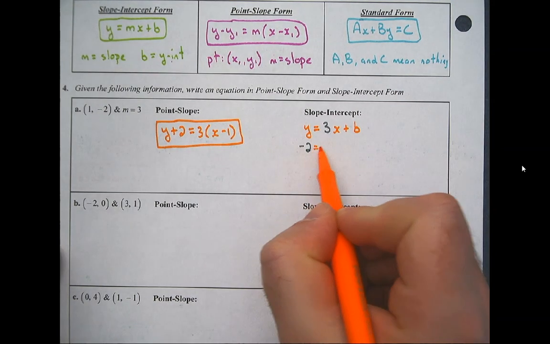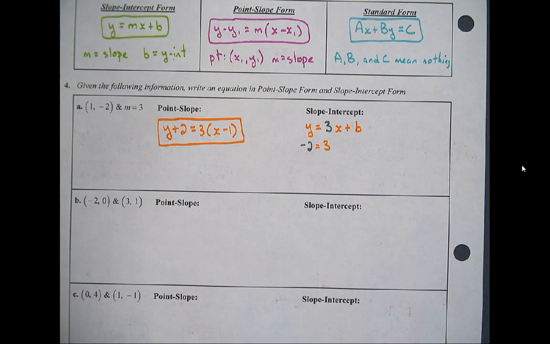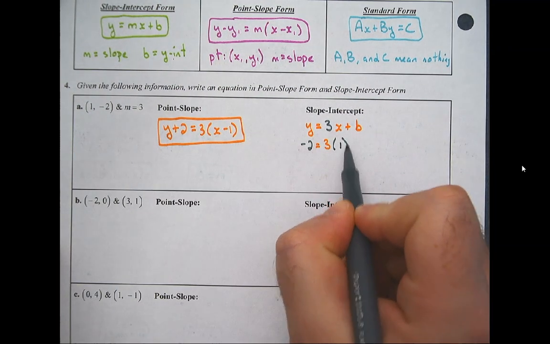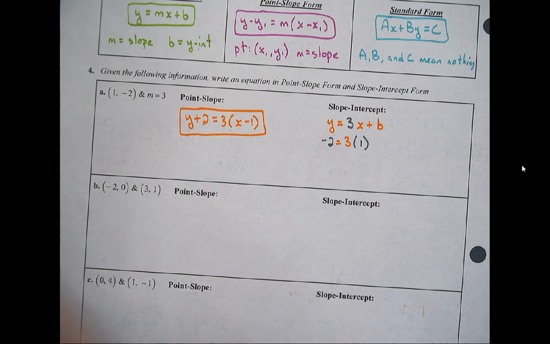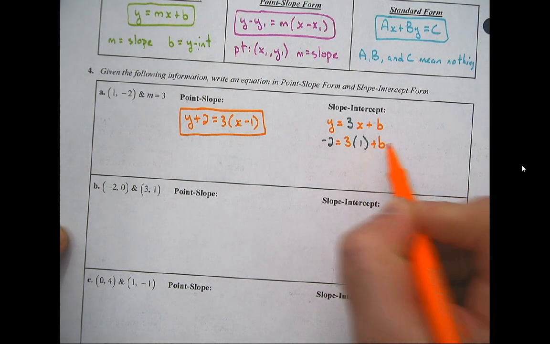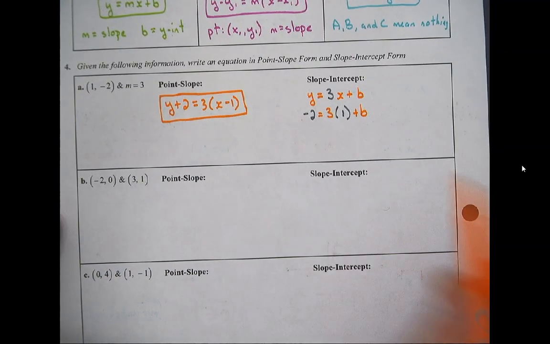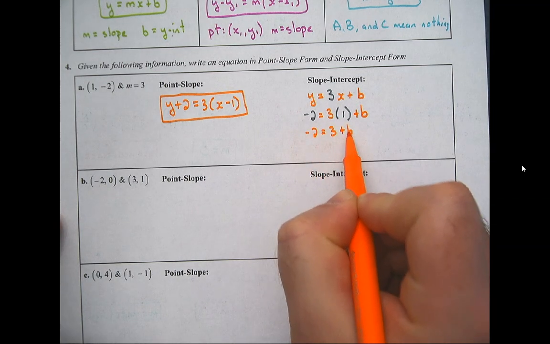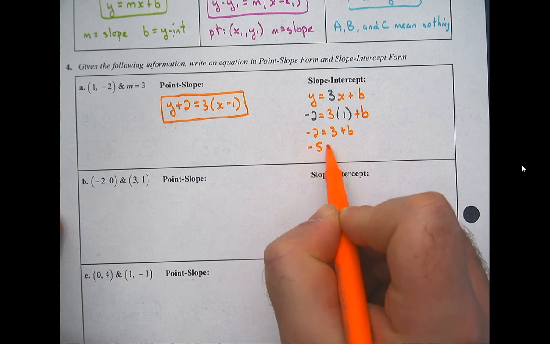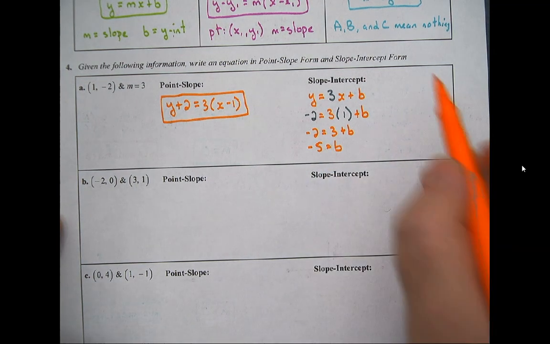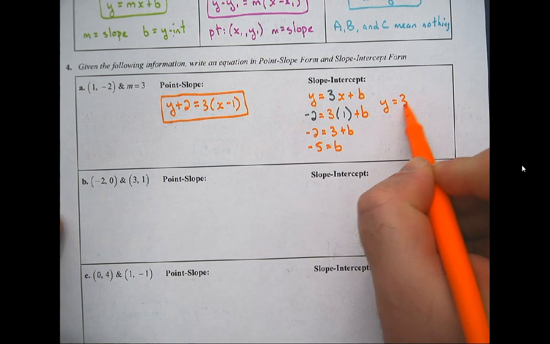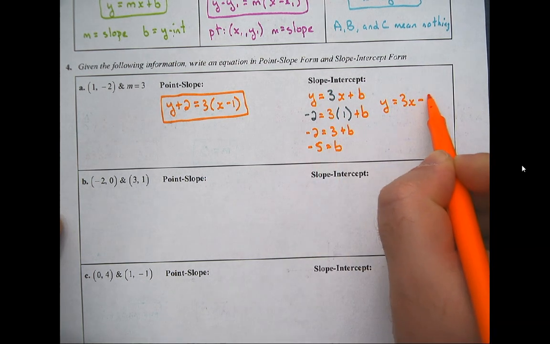equals, 3 is now a known quantity, so I put it back in orange. X is 1 plus b. This is now something that we can solve. Negative 2, 3 times 1 is 3, plus b. Move over the 3, that's negative 5 equals b. And so we get the equation y equals, my slope is 3, my y-intercept is negative 5.